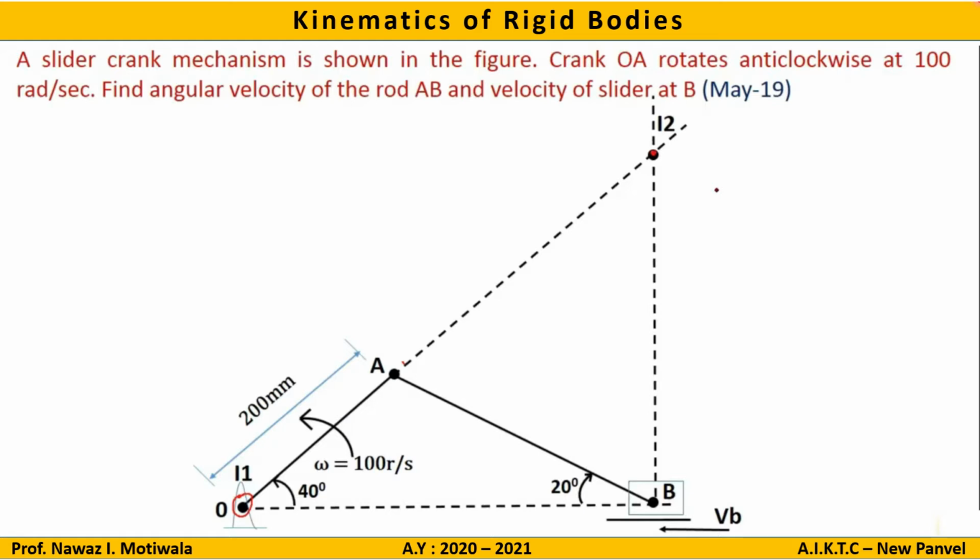This is the most important step of any problem of kinematics of rigid bodies, and the location of ICR will fetch you around 2 marks. Just the location, just drawing these two lines can fetch you 2 marks out of 6 or 4. Okay, let us proceed further for the solution.